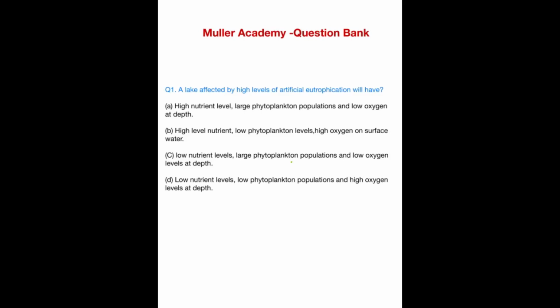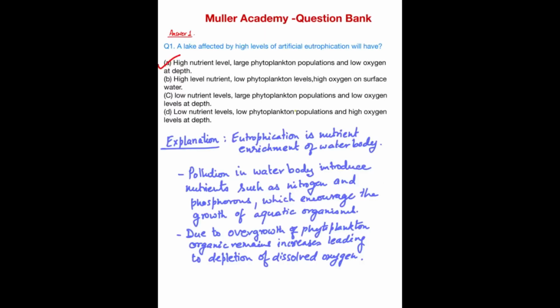So come to the very first question. A lake affected by high level of artificial eutrophication will have. So these options are on the basis of what would be the nutrient level, what would be the phytoplankton population, and what would be the oxygen level in the depth. So let's discuss in some. I won't discuss in much detail, but give some outline about this.